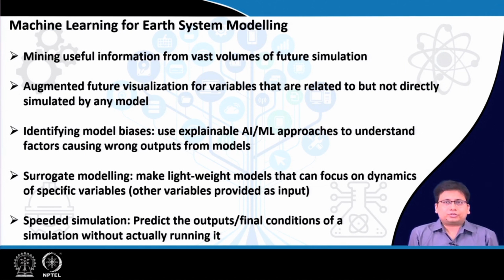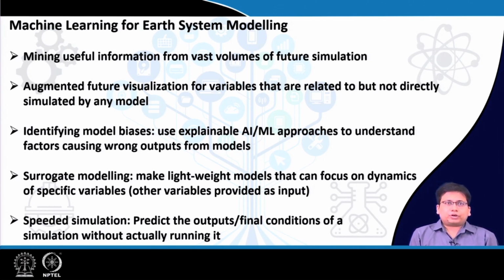So one way to do it is to use some of these explainable AI techniques to see which parts of the input or the initial conditions are actually important for determining the output, and that will give me some idea about what is wrong with the model. Is it that it is not taking certain parts of the input into consideration, or is it putting extra emphasis on some other parts, and so on and so forth.